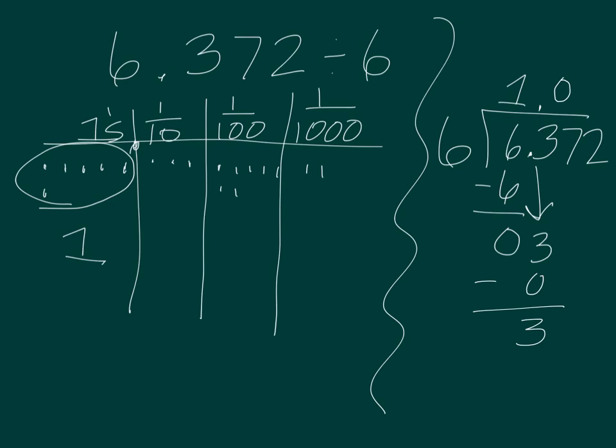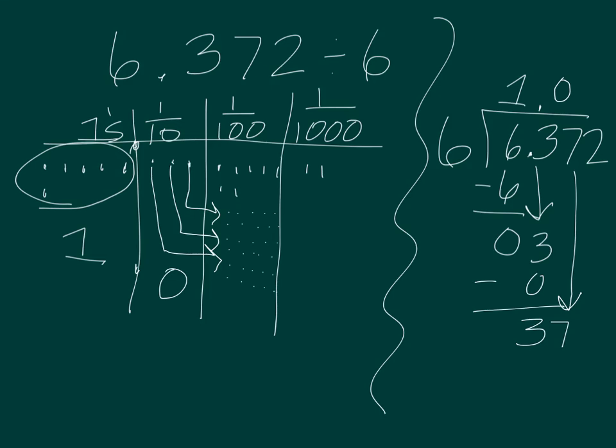So that means I need to unbundle each of these and bring them over to the hundredths place, because I couldn't make any groups of 10. So I'm going to do 1, 2, 3, 4, 5, 6, 7, 8, 9, 10, and again 10, and again 10. Okay. So now I have 37 hundredths. How many groups of 6 can I make?